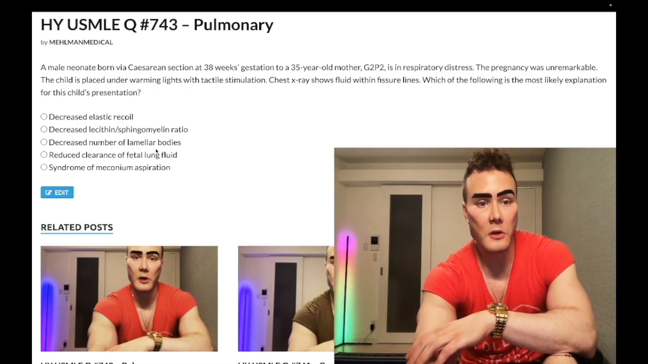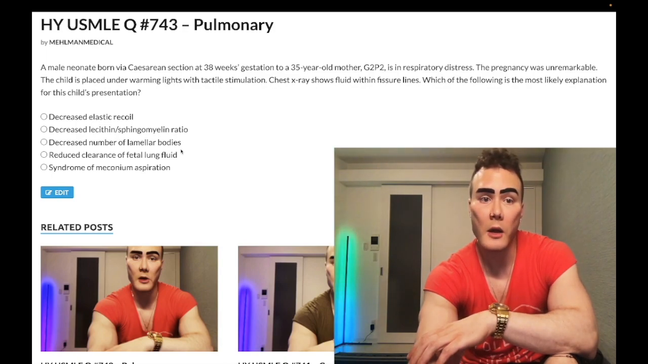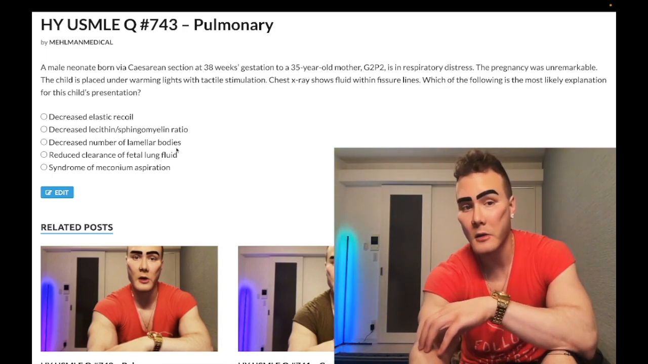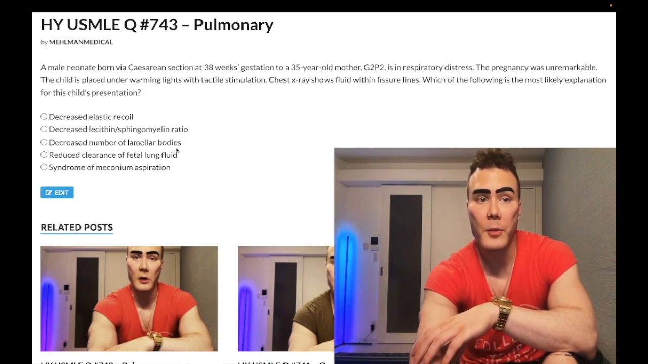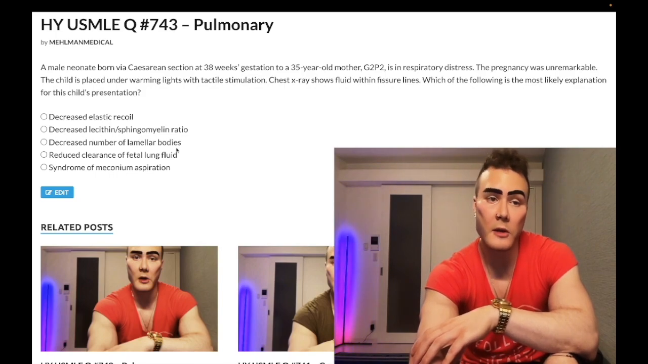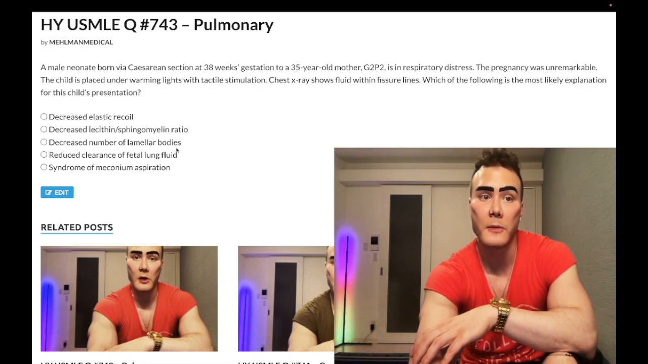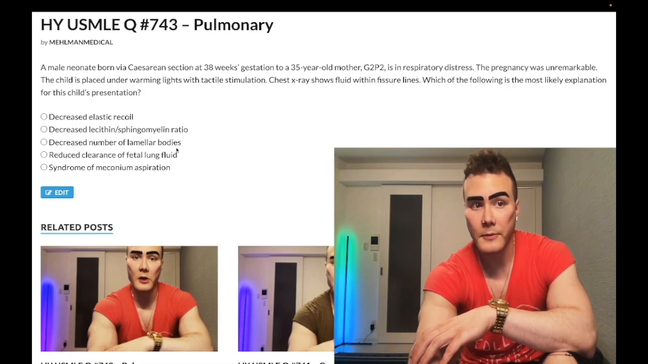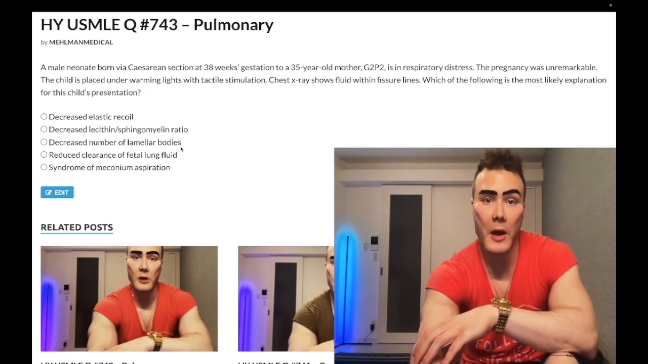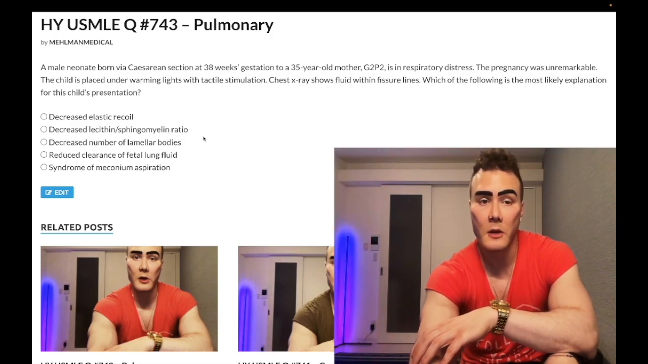Choice C, decreased number of lamellar bodies. Wrong answer. So you need to know for step 1 that lamellar bodies are specialized organelles within type 2 pneumocytes that produce surfactant. Past level detail, of course, that type 2 pneumocytes are the cells that produce surfactant. Obviously, type 2 pneumocytes are the stem cells of the alveoli as well. But within type 2 pneumocytes, there's a weird sounding organelle called lamellar bodies, and they'll just give you a simple question, NRDS, and the answer is decreased lamellar bodies. Wrong answer.